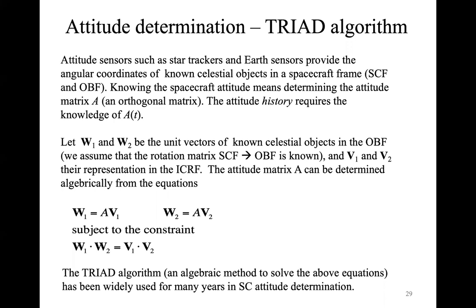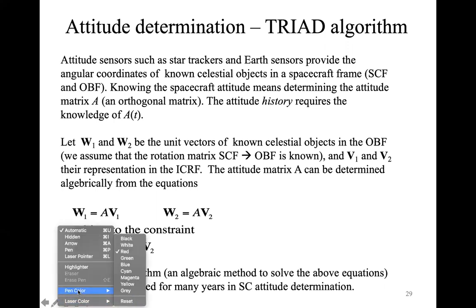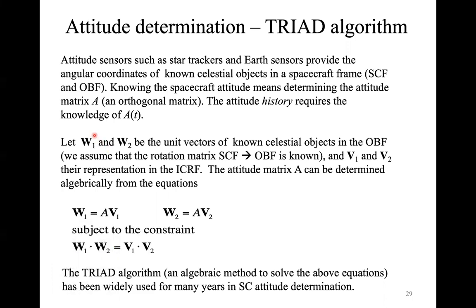So two objects. When the method was developed, they were indeed the Earth and the Sun. So the spacecraft had a sun sensor and an Earth sensor. These two sensors give you these two vectors here. So W1 and W2 are the vectors of the two objects that we are trying to look at.